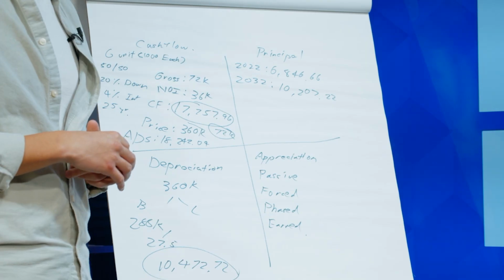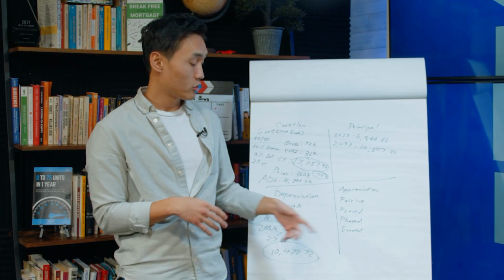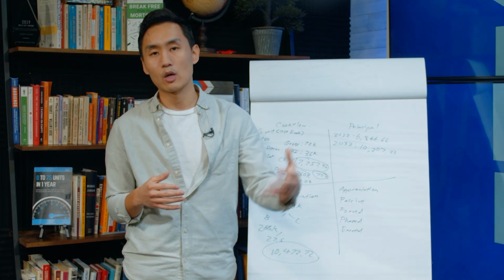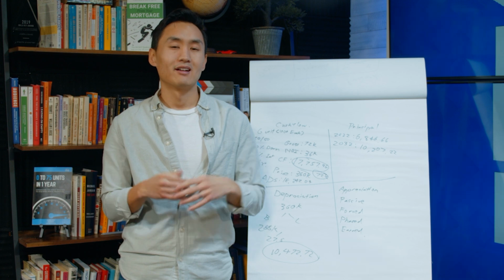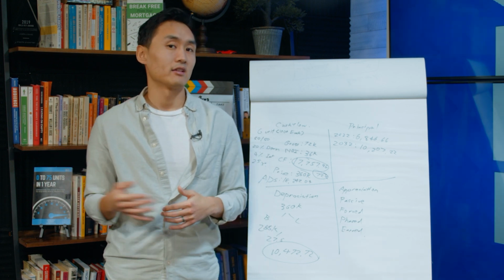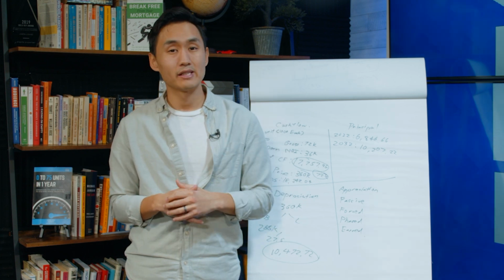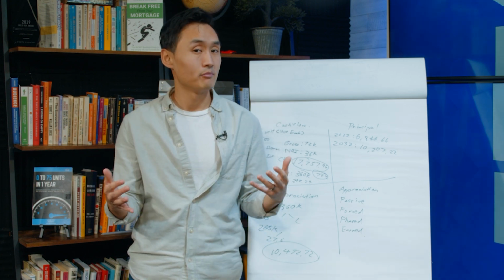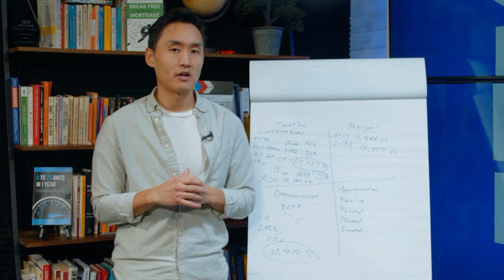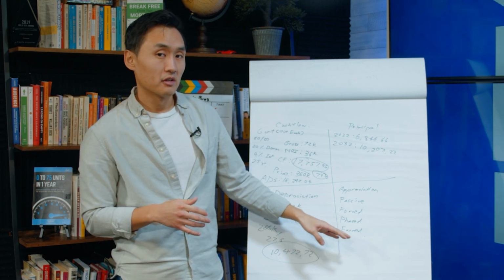And last but not least, we have earned appreciation, which happens when you obtain equity by purchasing a property a lot lower than what it's valued at. So for example, if you have an apartment complex that's valued at $4 million and you buy it for $3.5 million, well, you have $500,000 worth of earned appreciation.